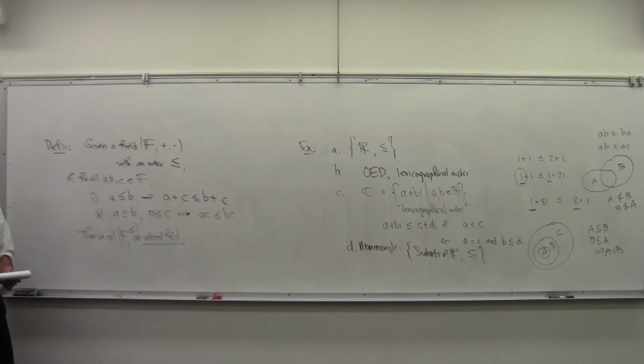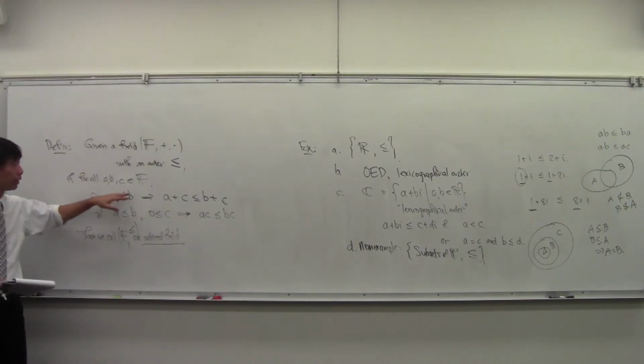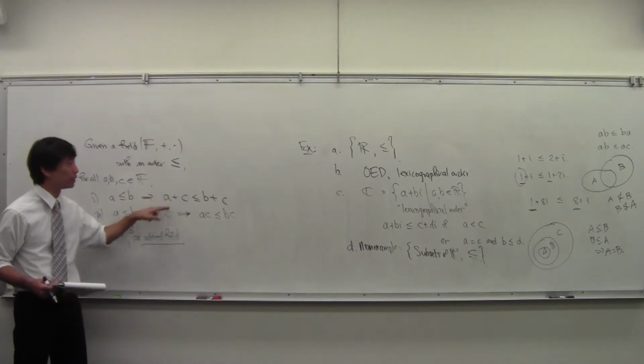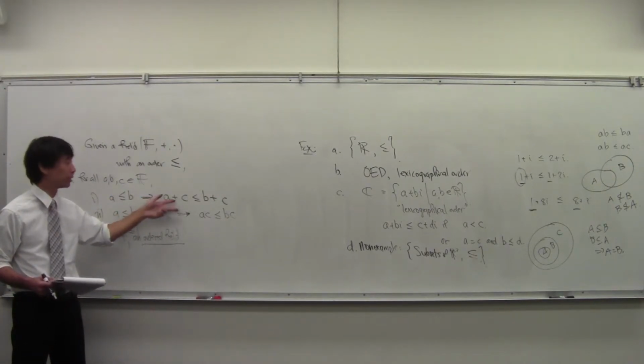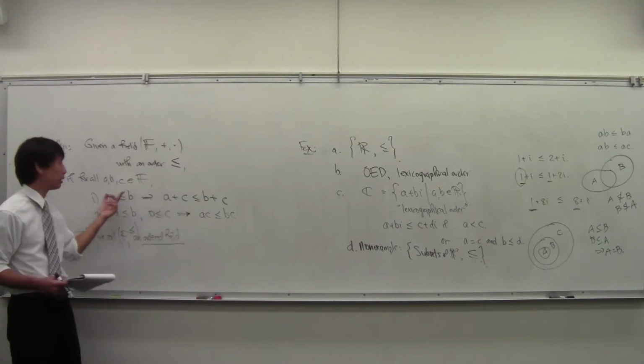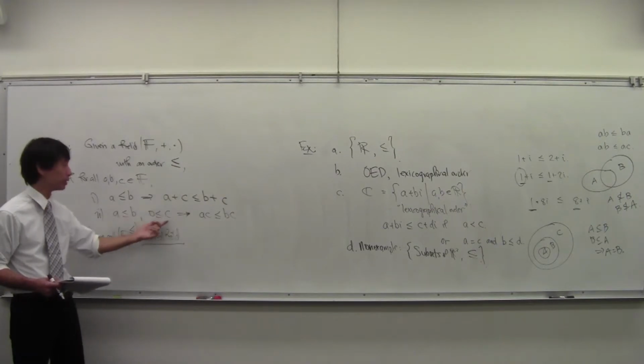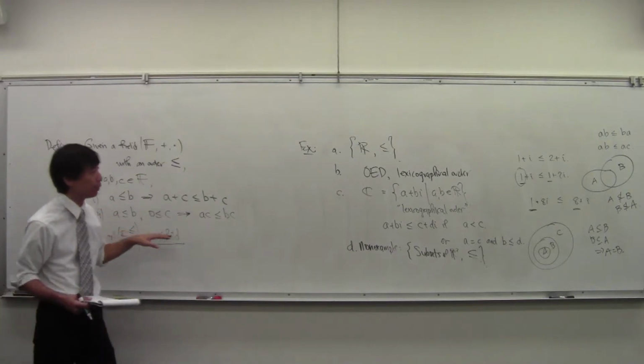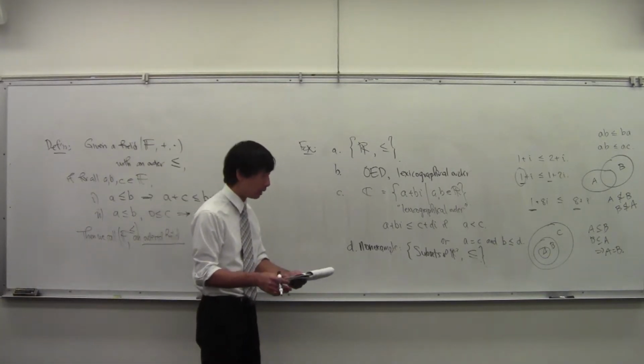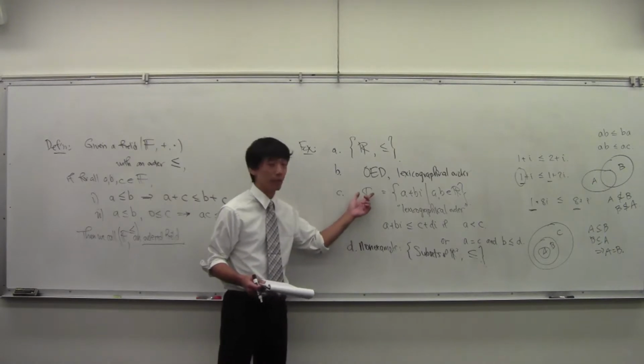So notice that a field that has an order is not an ordered field, right? You can't just have a field with an order. It has to be a field with an order, and the order and the operations of F interact in a good way, right? When you add something to both sides, the order has to be preserved. When you multiply both sides, the order is preserved as long as you're multiplying by something bigger than 0.